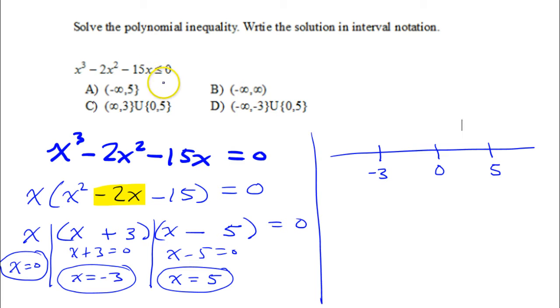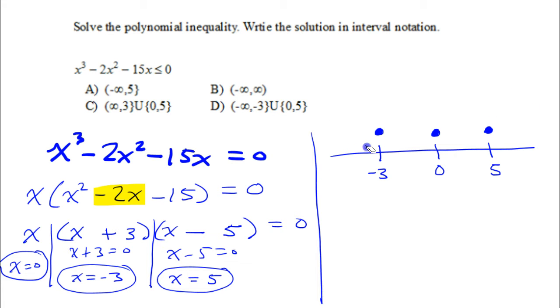So do we want to include the solutions that give you 0 in our solution set? Well, we want to know where the function is less than or equal to 0. So we want to include the zeros. So we will include them by making them closed circles. Okay, closed circles means these points are included. If this had just been less than without the or equal to, then I would have done open circles instead.